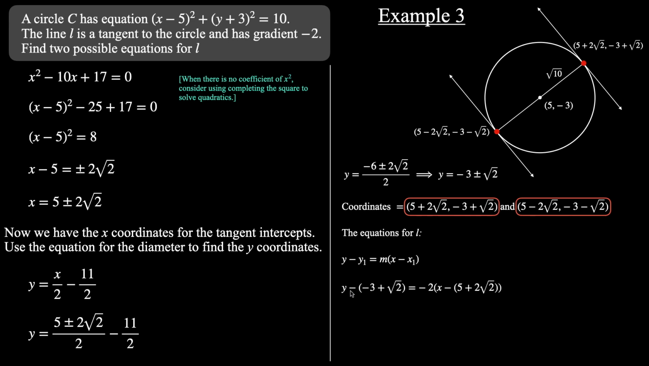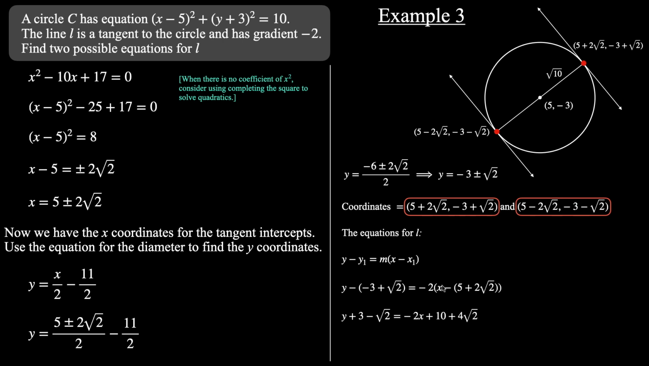We have y subtract negative 3 plus root 2, that's the y coordinate, equal to negative 2, that was the gradient, multiplied by x subtract 5 plus 2 root 2. Let's expand and simplify. So this is y plus 3 take root 2 equal to negative 2x. Now, I've taken a couple steps in one go here as well, so just be careful with those signs.